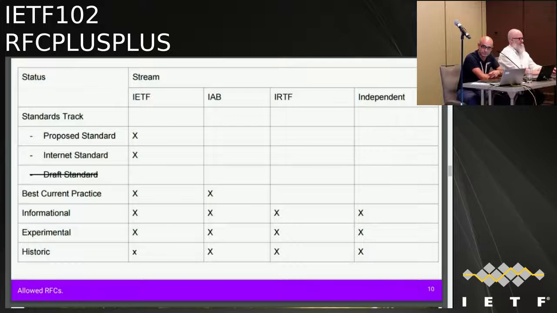So we need to think about this, and we need to clear that process backlog. And I don't know how to do it. I've got a few ideas about how we might do it, but that is a serious problem.